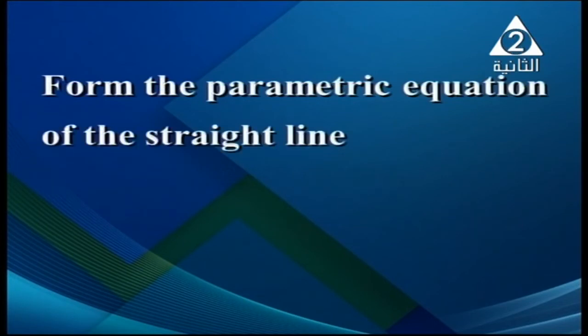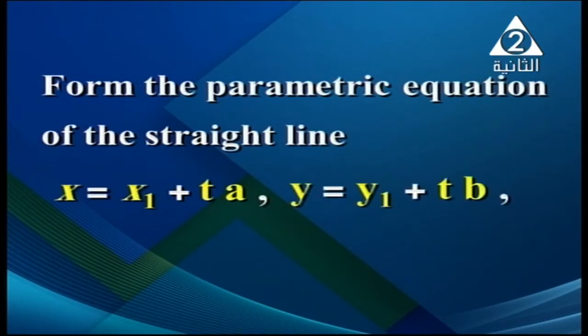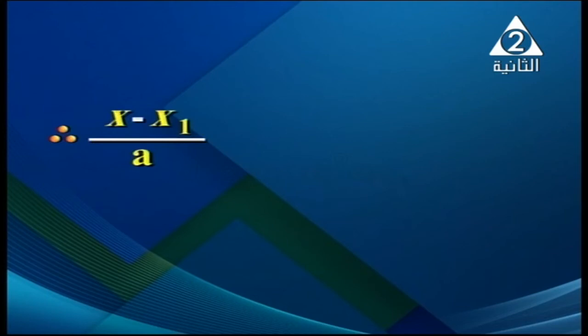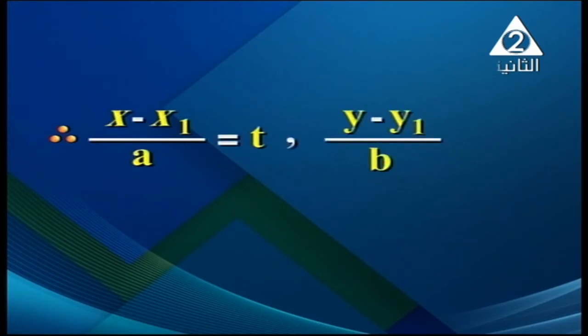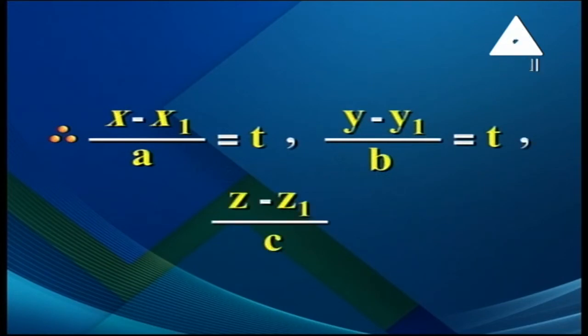My dear student, from the parametric equations of a straight line, x equals x1 plus ta, y equals y1 plus tb, z equals z1 plus tc, we can form the equations x minus x1 over a equals t. Also we find the value of t: y minus y1 over b equals t, and also z minus z1 over c equals t. What do we mean? The first, x minus x1 over a equals t? Yes. y minus y1 over b equals t? Yes. z minus z1 over c equals t? Yes. Then, what is the Cartesian equation?